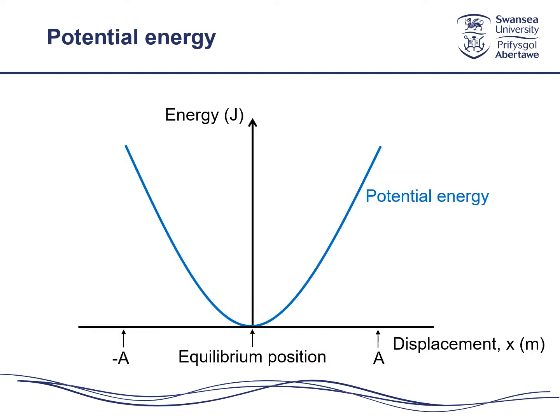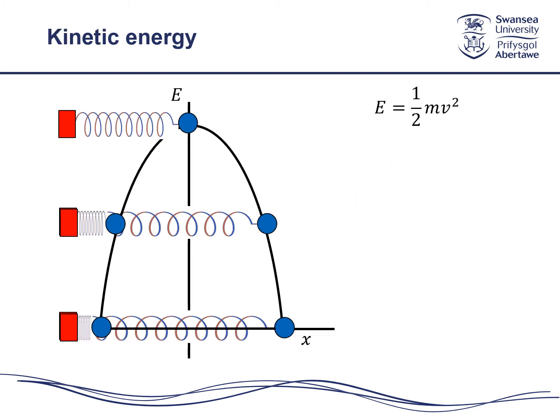If we plot energy versus displacement for potential energy, this is the graph we obtain. Similarly, we can examine kinetic energy. So kinetic energy is equal to half mv squared. Again, plotting E versus x.